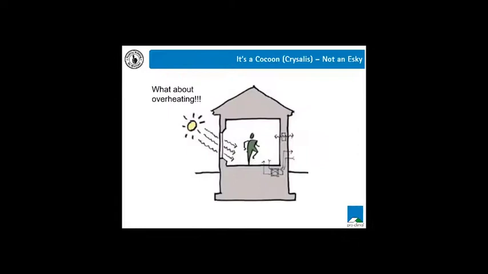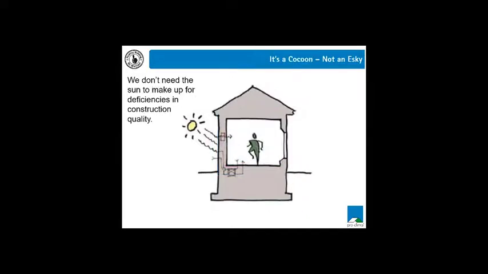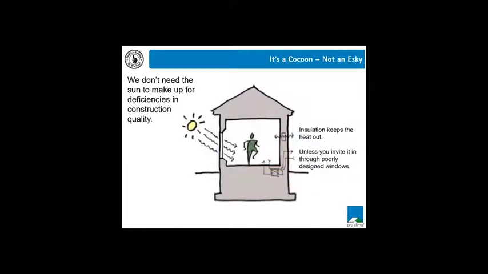So turning the page and having a look at that, what about this overheating thing? What happens when we've got sun coming into our building? What happens when we have this super insulated, well-built building envelope? If you do this, yes, you'll potentially end up with a perverse outcome and create an excessive amount of cooling load. But when we do this super insulated structure, we don't need the sun to make up for deficiencies in our construction quality. The construction quality is so good that the insulation system keeps the heat out, and we don't want to introduce that sun into our buildings. Unless you invite it through poorly designed windows, that's when you end up with big problems occurring.